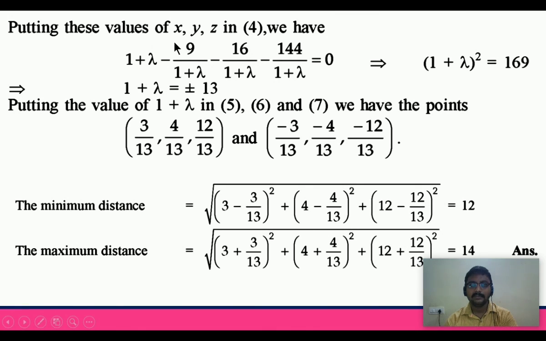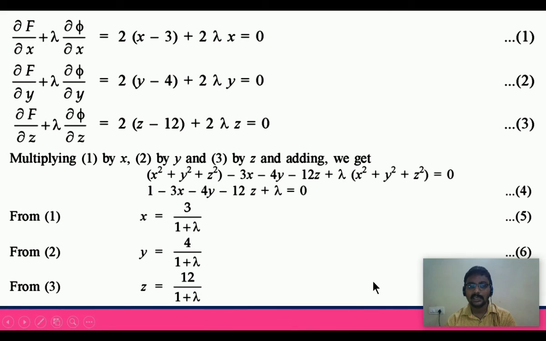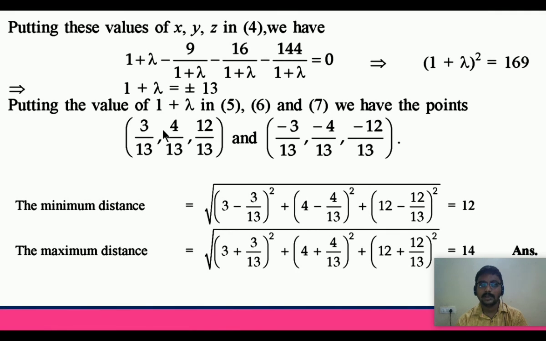Now, putting these x, y, z values in equation 4 and then simplifying, we will have 1 plus lambda values are 13 and negative 13. These values are again substituted in the above equations, that is equations 5, 6, 7. So we will have the stationary points. The stationary points are 3 by 13, 4 by 13 and 12 by 13, and negative 3 by 13, negative 4 by 13, negative 12 by 13. These are the required stationary points.